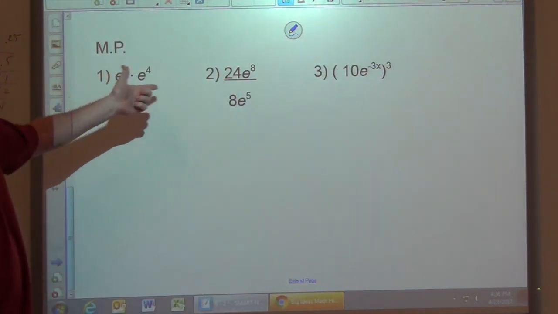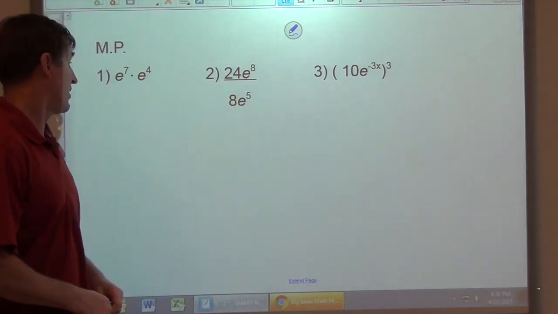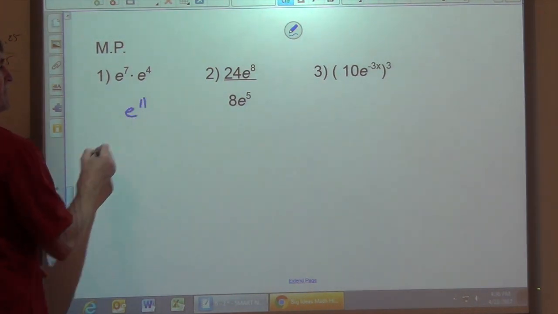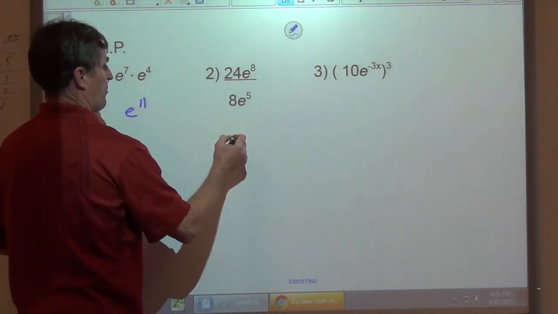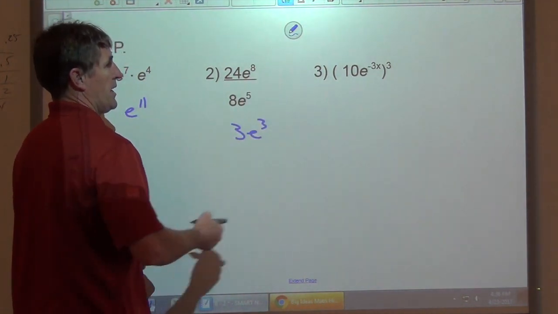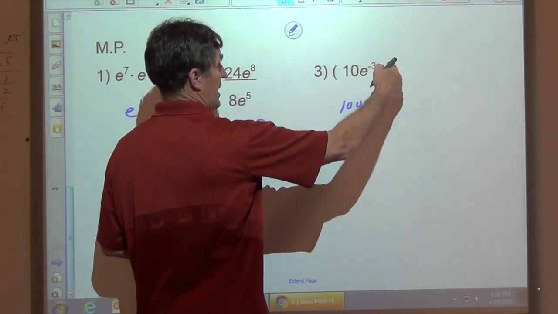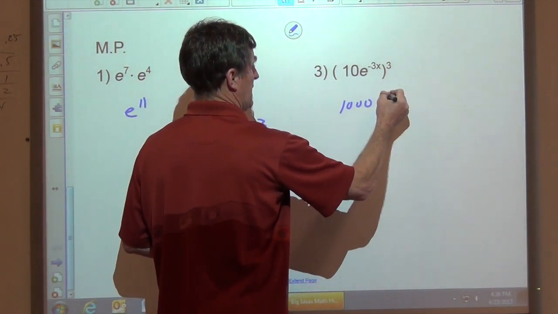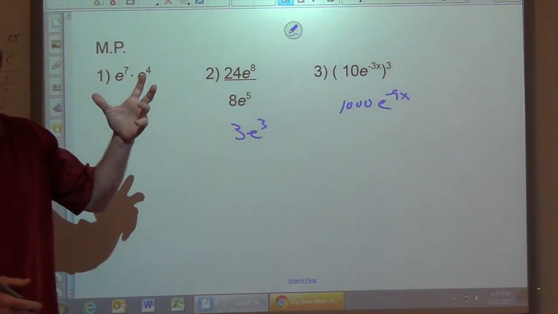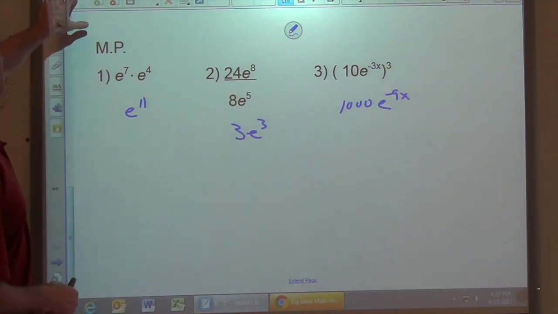So right now I'd like you to pause the video and try these three problems and come back and check and see how you did. So again, same base, add exponents. 24 divided by 8 is 3, subtract exponents, e to the third. And then 10 to the third power is 1,000. And then a power to a power you multiply, so that'd be e to the negative 9x. Hopefully, if we've understood what we've done up to this point, that part should be fairly easy for you.